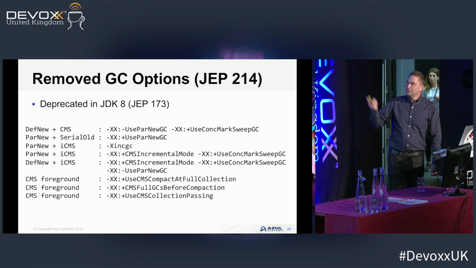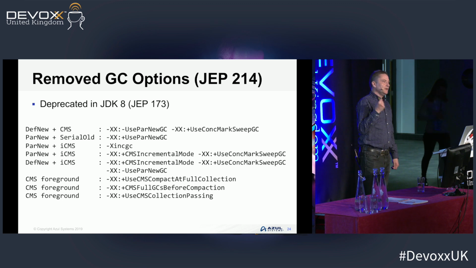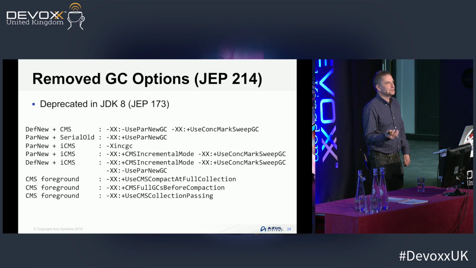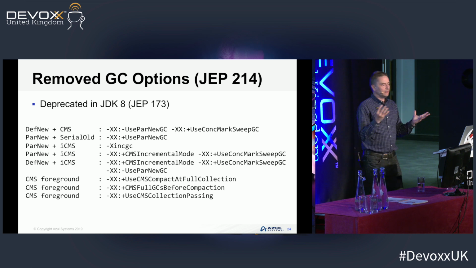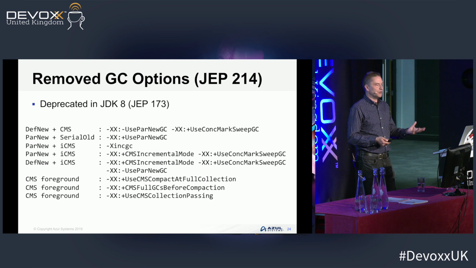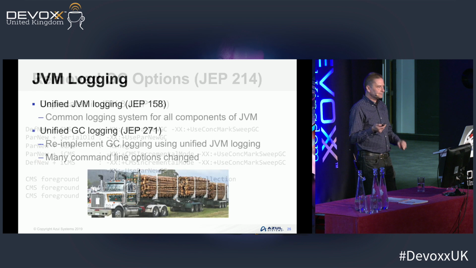Various other things got removed. We'll talk more about options later on. A whole bunch of JDK options for garbage collection got removed. There were things like the incremental concurrent mark sweep went away. The ability to do parallel new with serial old is no longer supported. So a whole range of different options are no longer supported in JDK 9.